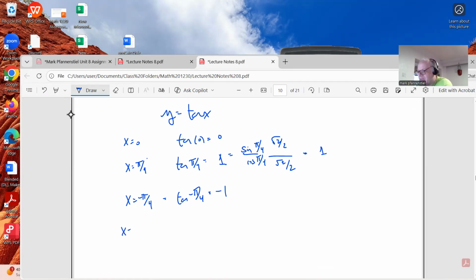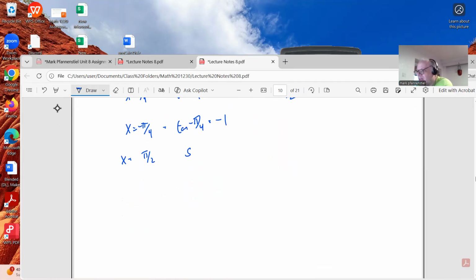And then when we get to x equal to pi over 2, we have sine of pi over 2 divided by cosine of pi over 2. Sine of pi over 2, that's nice, that's 1. Cosine of pi over 2, that's 0. Wait a minute, we have 1 over 0. That's not a happy math number. That's not something we're allowed to do. That's undefined. But one of the things we might want to do is decide what happens as we get close to pi over 2.